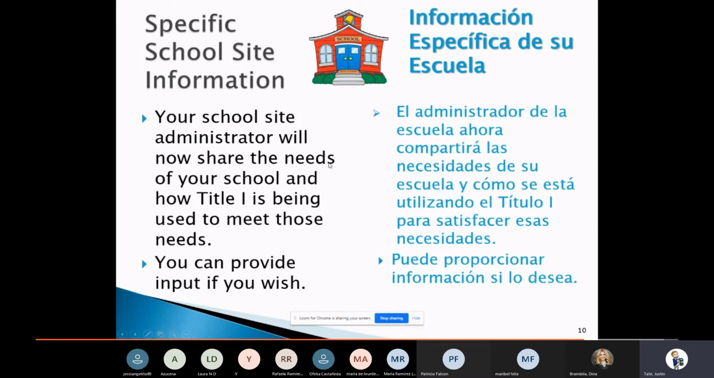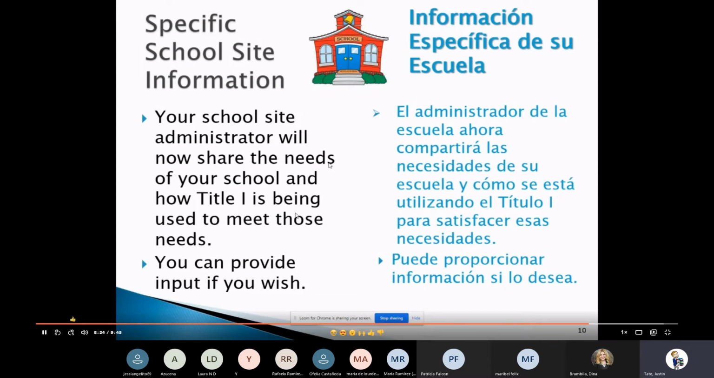Specific school site information. Your school site administrator will now share the needs of your school and how Title I is being used to meet those needs. We ask that you provide input if you wish. Your school administrator will detail the manner in which input can be received at this time.